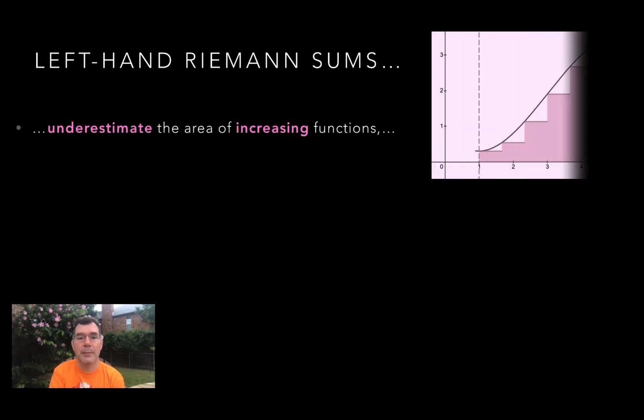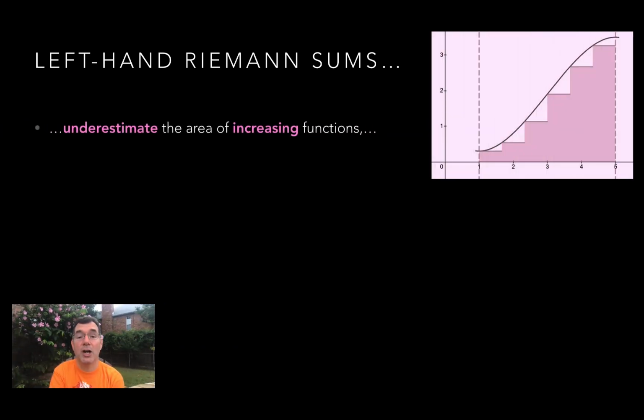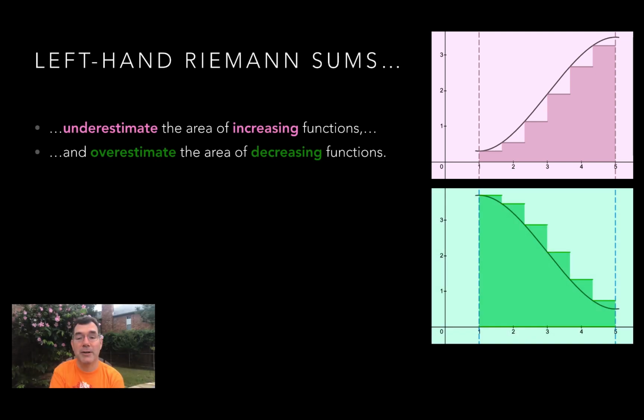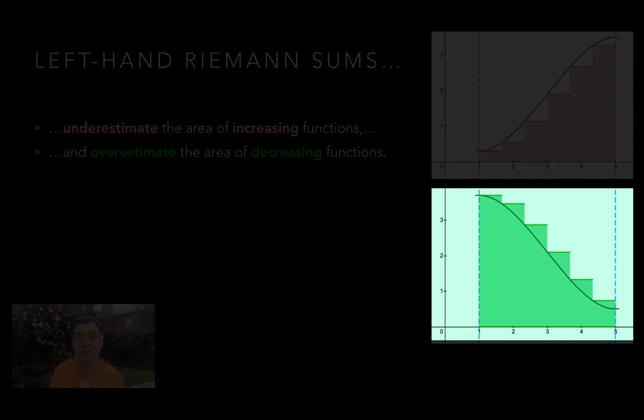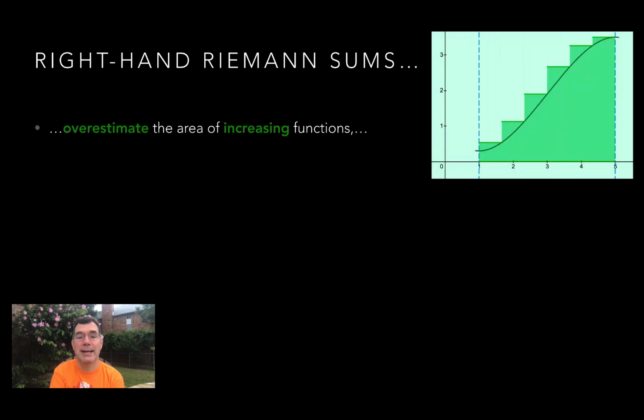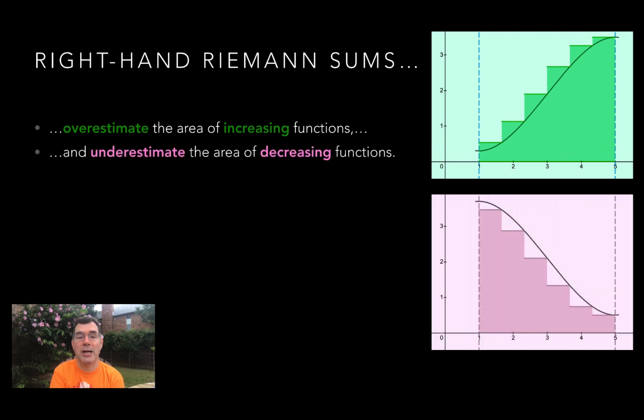All right, so the left-hand Riemann sum is going to always underestimate the area of any increasing function, because as you see, those rectangles are always going to be underneath the curve. Now if we're talking about a decreasing function, the rectangles are all above the curve, and that will give you an overestimate of the actual area under the curve. And quite the opposite, right-hand Riemann sums are going to overestimate the area of increasing functions, and they're going to underestimate the area of decreasing functions for the same type of reason.